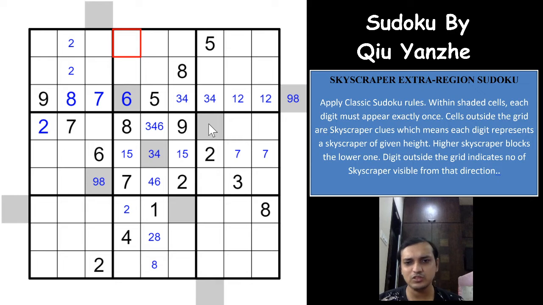Where can 7 be on the extra region cells, right? You cannot have a 7 here, of course. So let us see what the possible digits are here. You cannot have a 1. The most important thing in a skyscraper clue is 1 and 2. 2 is one of the most important clues in a skyscraper Sudoku.